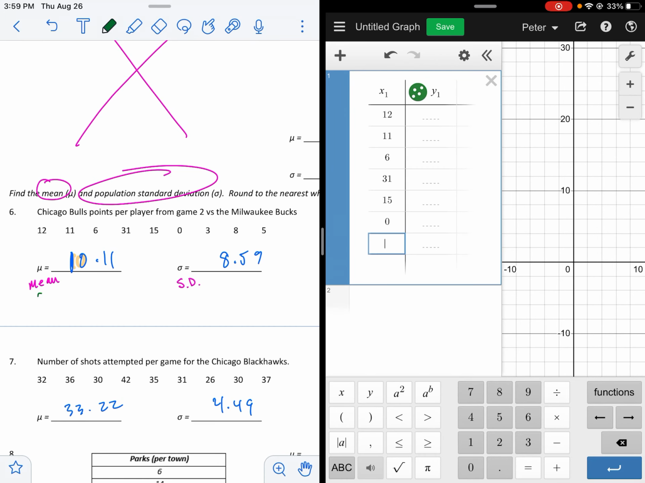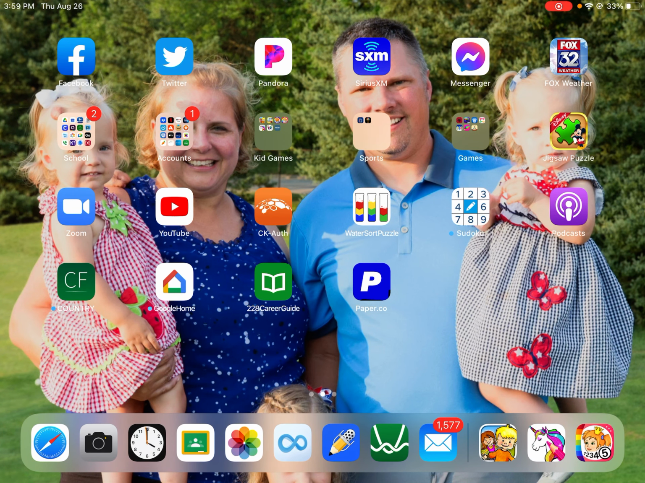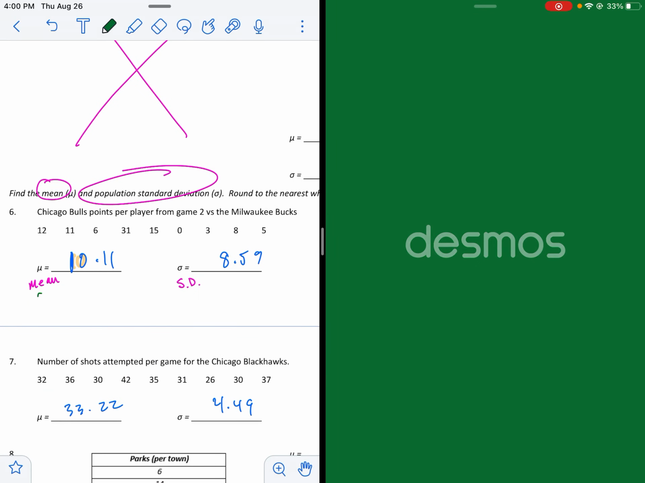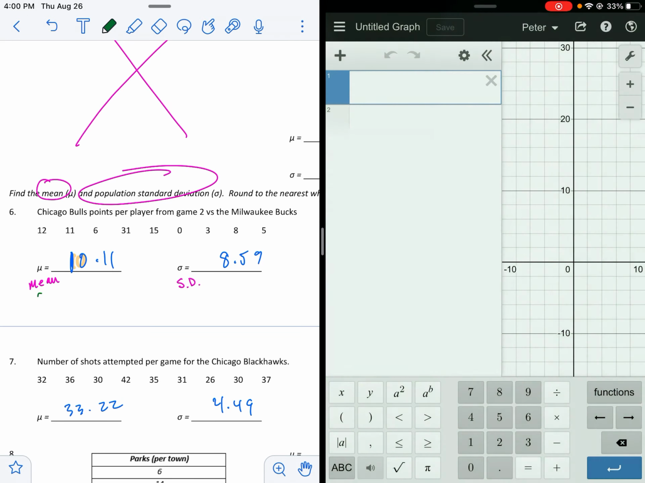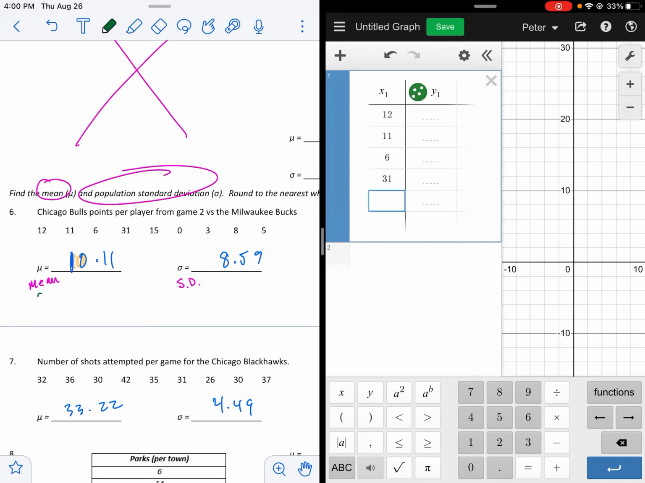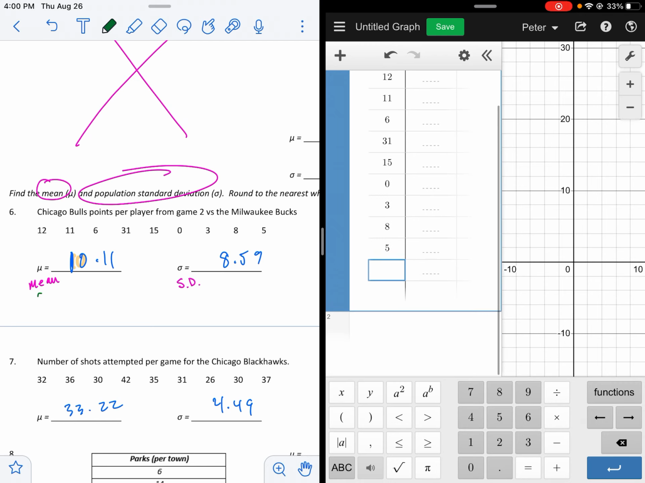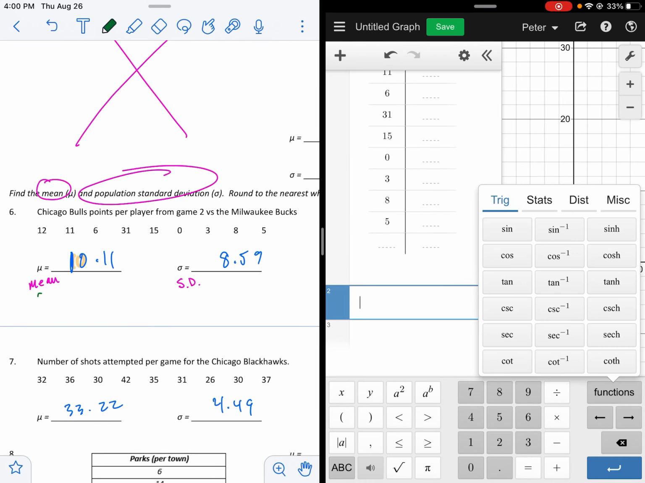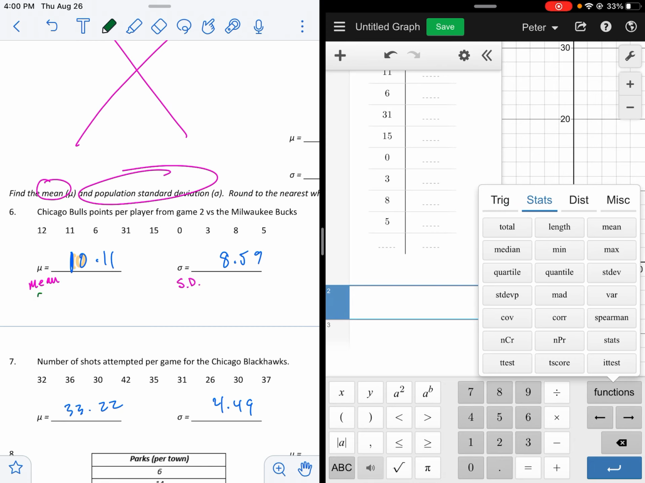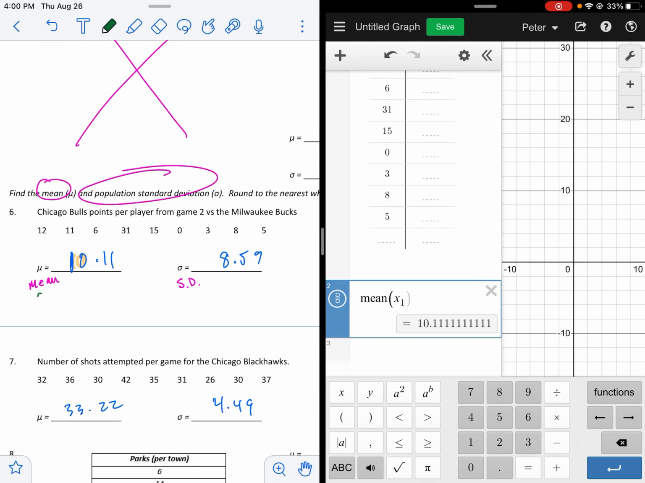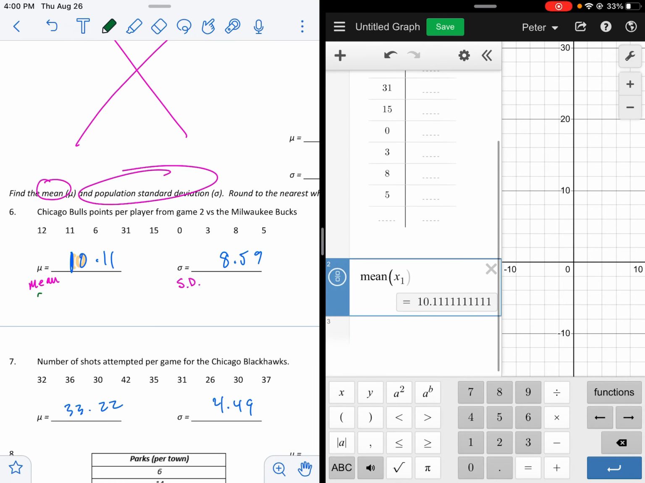15, 0, 3. Oh, what happened? Let's try that again. Sorry about that. 12, 11, 6, 31, 15, 0, 3, 8, 5. Now go to another window, functions, stats, mean, x1. Uh-oh, something's wrong. Oh, yeah, 10.11.